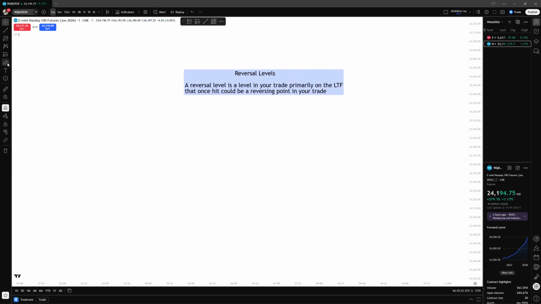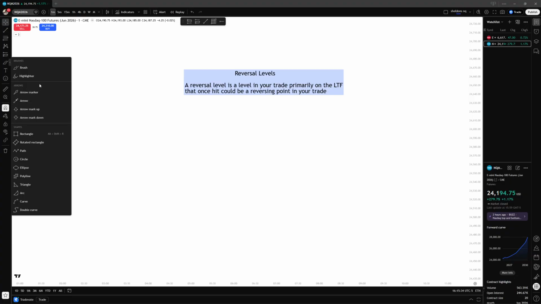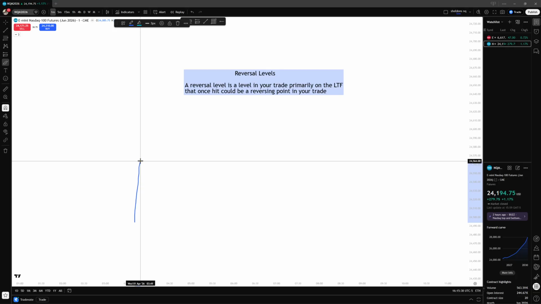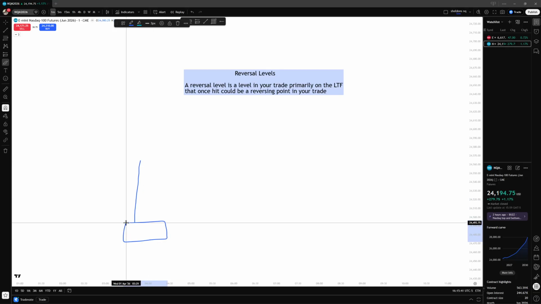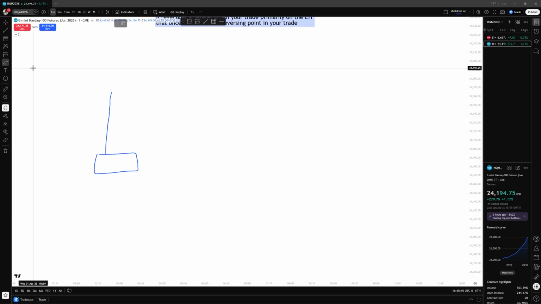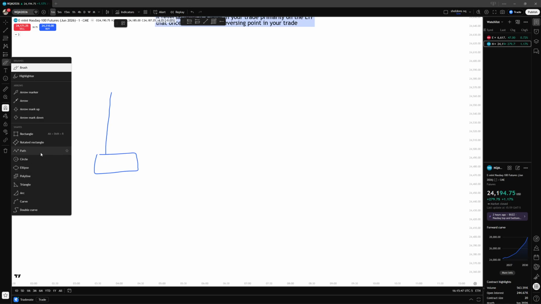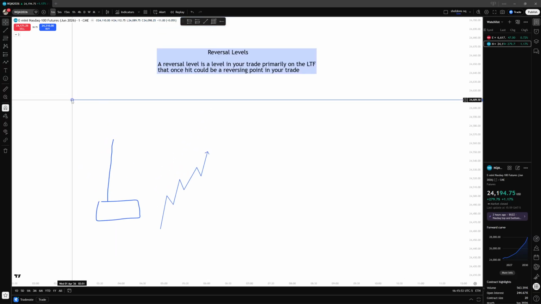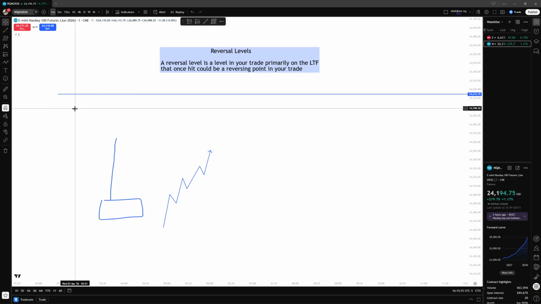Let's say I'm gonna get out my favorite tool again. Actually, we're gonna do the brush tool this time. So let's say that we have a candle like this with a super long wick, right? And let's say that we are over here trending towards that wick, right? And there is a draw on liquidity on the hourly or whatever, right? There's a draw above us.